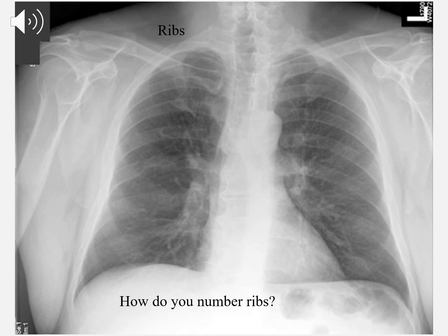Number two, is it a PA or an AP? It's a PA. You can tell the heart is behind the spine. You can tell the spine is superimposed upon the heart. So we're looking posteriorly into anteriorly.